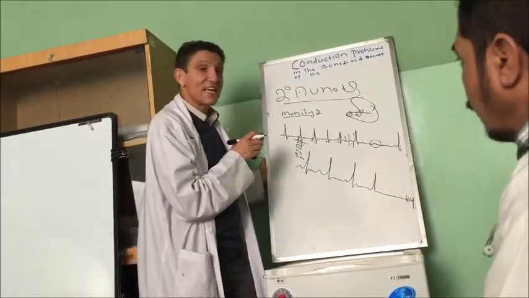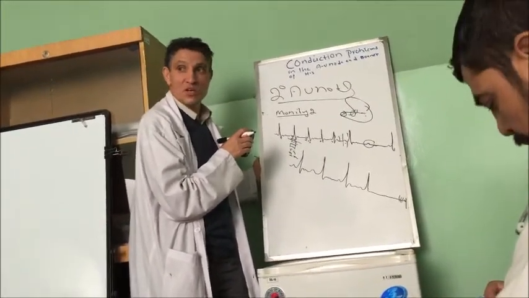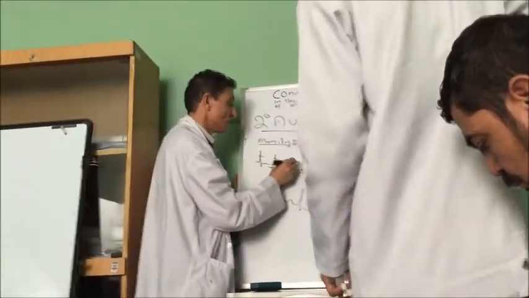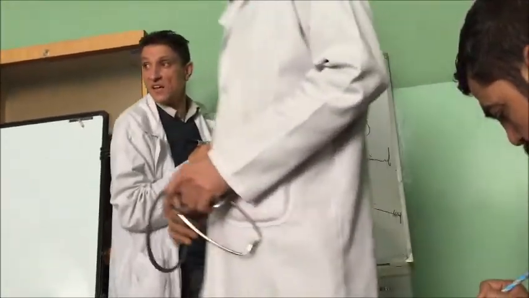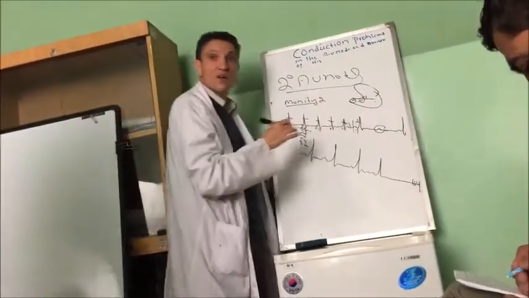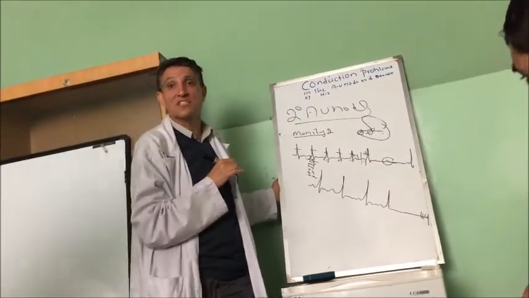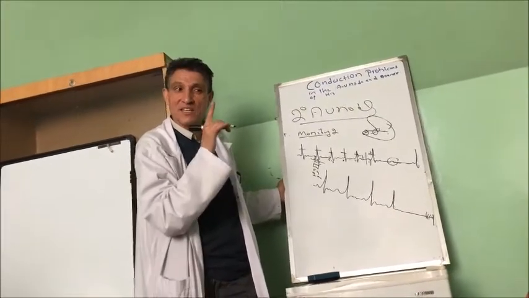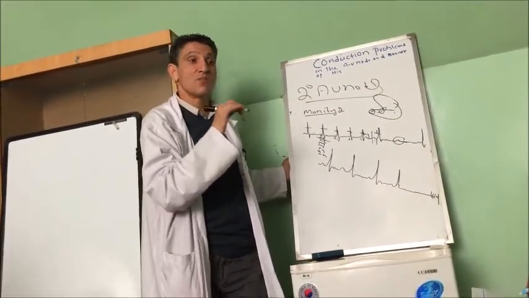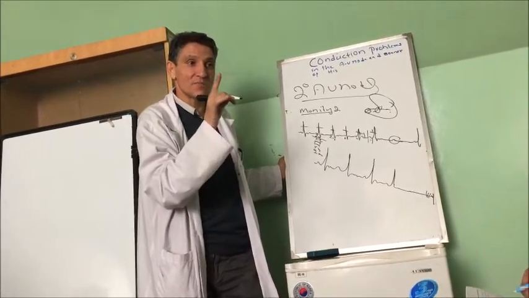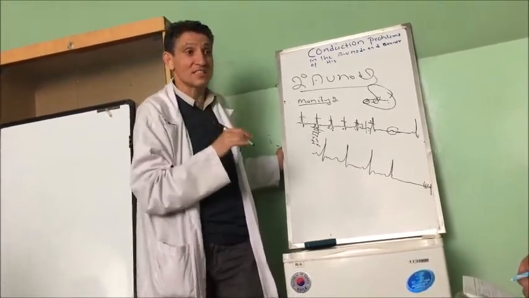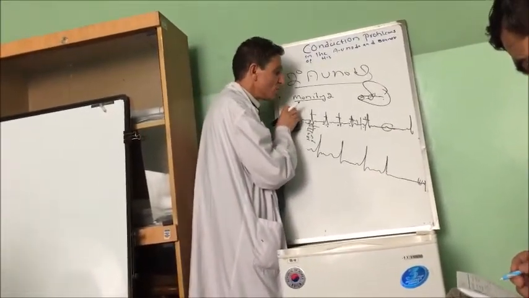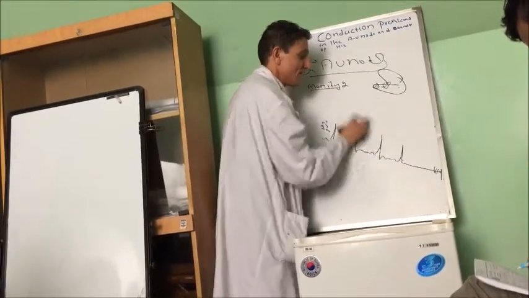Now Mobitz type 2 AV nodal block: most of the beats, 1, 3, 4, 5, have a constant PR interval, but an occasional beat is dropped and does not have any QRS complex. Most of the P waves have subsequent ventricular contraction, but one of the atrial beats does not have any QRS complex. This was the second degree AV nodal block, Mobitz two. Wenckebach is one.